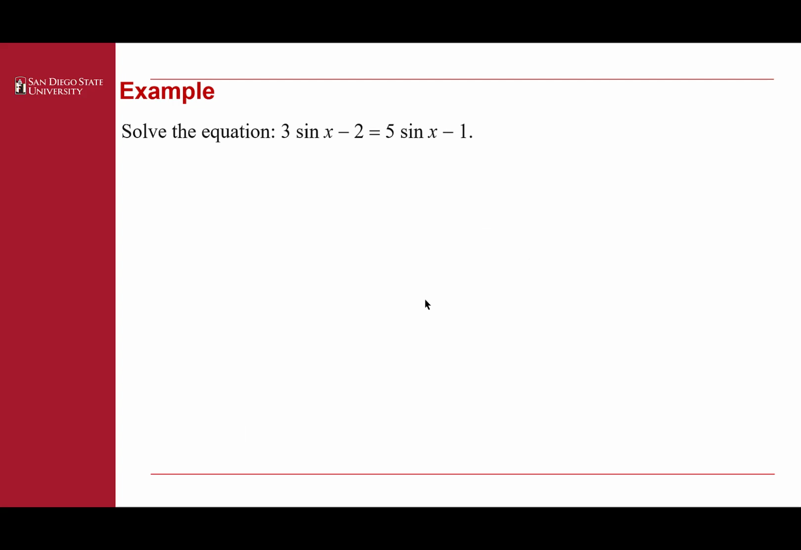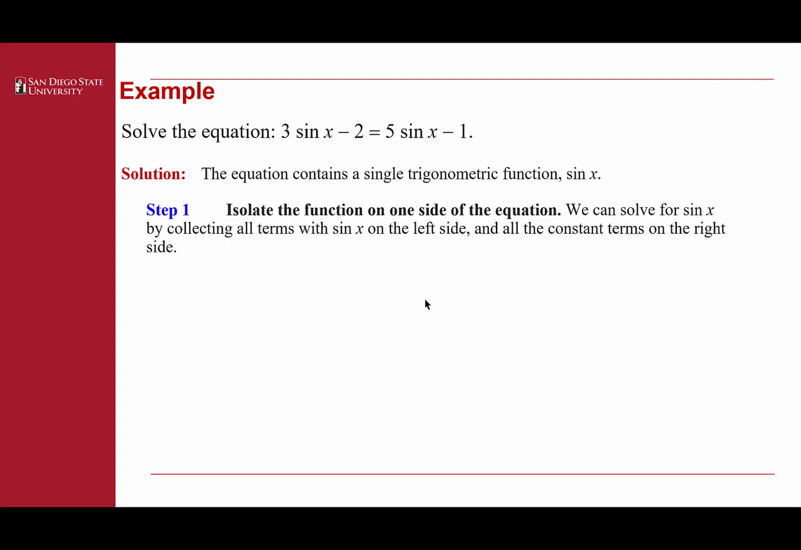Let's look at another example. The question asks me to solve the equation 3 times sinus x minus 2 equals 5 times sinus x minus 1. Here we have two sinus functions on both sides of the equation. So the first step is to isolate the trigonometric function on one side. So we should do that exactly. And the good thing is here we only have one kind of trigonometric function, so it's only the sinus function.